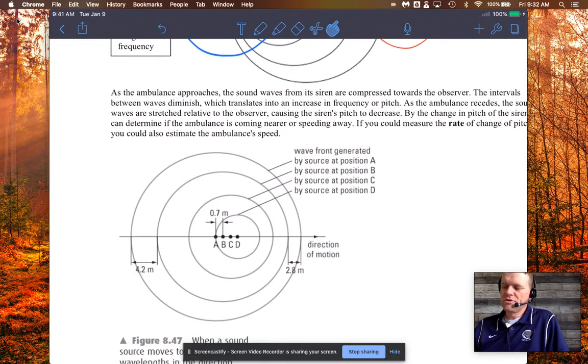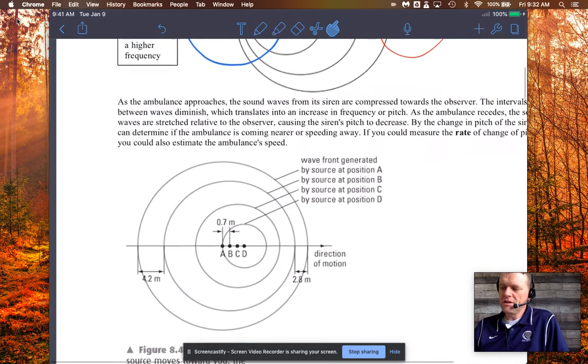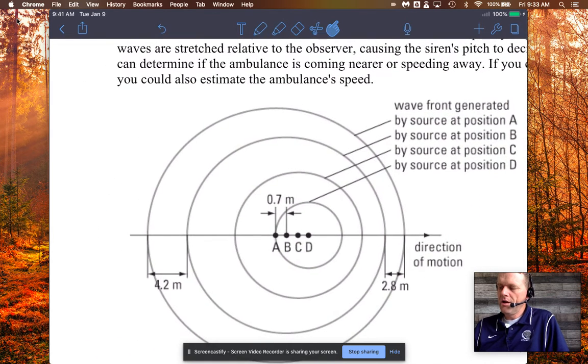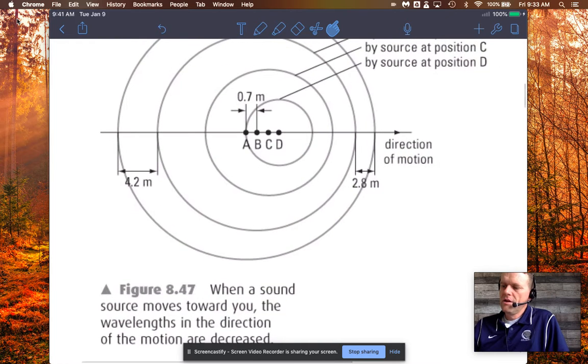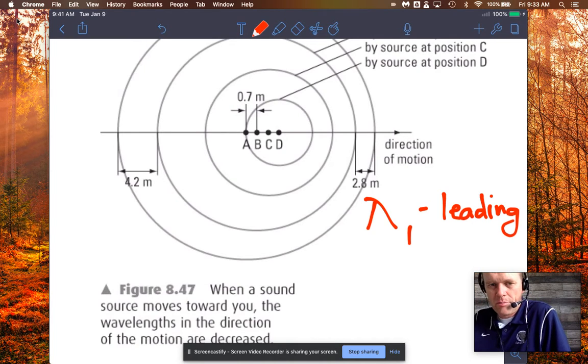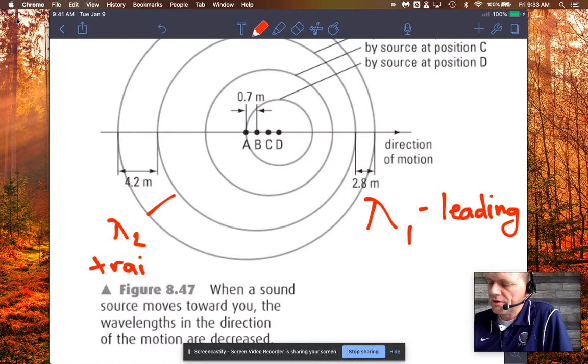Here, this is just another diagram showing the position of the source at A, B, C, and D, and the waves will emanate from that source, but you can see towards the right, the wavelengths start to get bunched up. Just for reference, we tend to call these wavelength number 1, and I like to think of them as the leading wavelengths, the wavelengths that are bunching up. The ones behind, we call wavelength number 2, and I like to call those the trailing wavelengths.